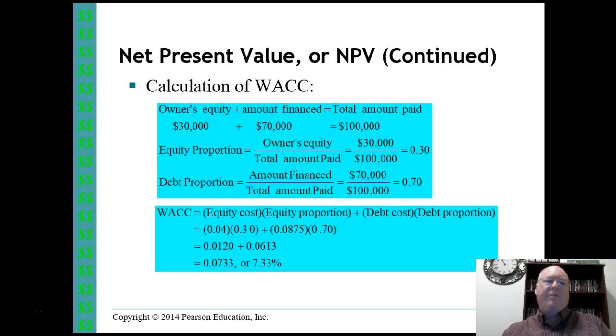7.33%. Again, the 0.04 is the 4% opportunity cost of what you could have gotten on those funds instead of paying them out of your checking account, or really out of your equity. You could have gotten that someplace else versus what the bank rate is. And that is going to be the rate that you're going to use for your net present value calculations itself.